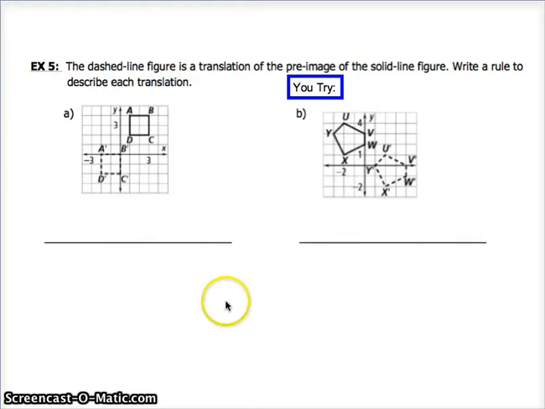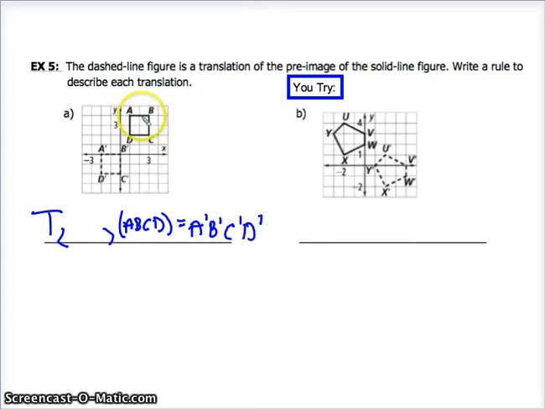All right, moving on here. This is a little bit different twist. I've got a dashed line figure and a solid line figure. Okay, we're going to write a rule to describe the translation. So the solid figure here, A, B, C, D, is the pre-image, and the dashed line figure, A prime, B prime, C prime, D prime, that is our image. Okay, so let's go ahead and get started. I'm going to translate, and we've got to determine by how much figure A, B, C, D is going to equal A prime, B prime, C prime, D prime.